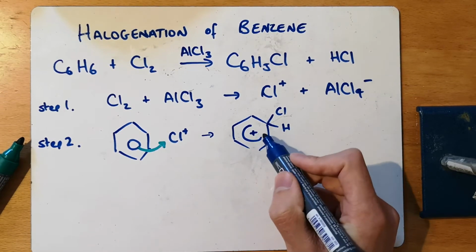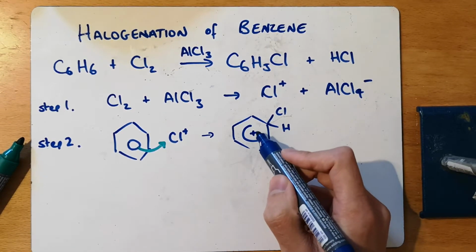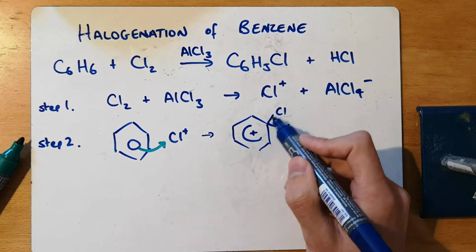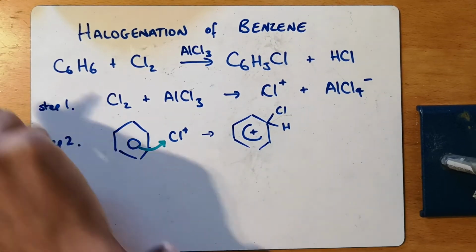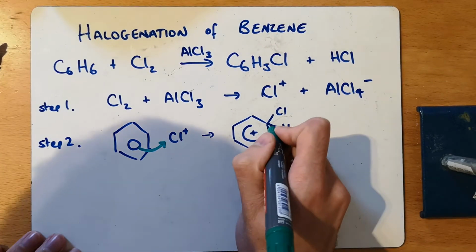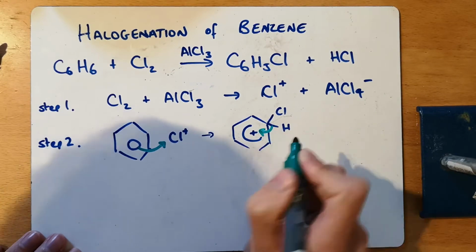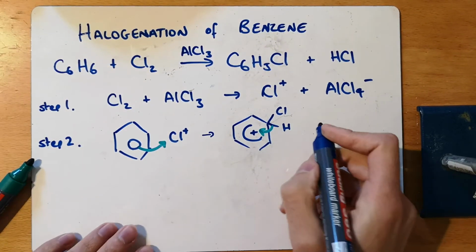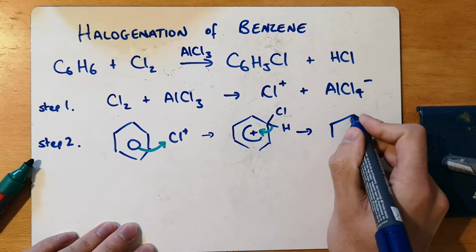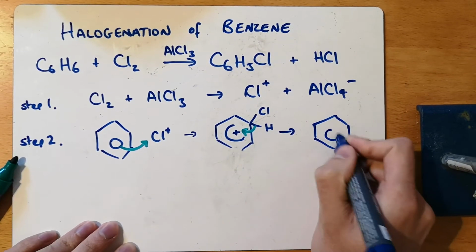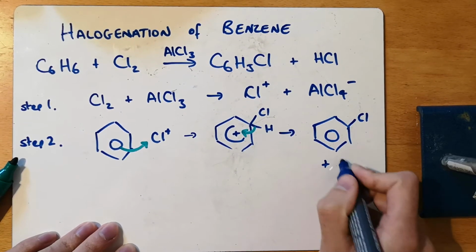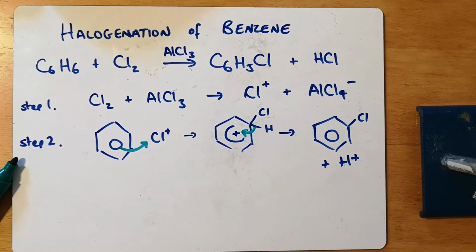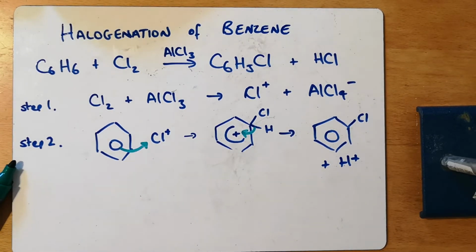Our delocalized ring is going to break, it's going to become positive. We're going to get a bond now formed with a Cl and a bond with a H. And then these electrons in the hydrogen bond would rather be here. So they go into there, which gives us C6H5Cl plus H plus. And we've halogenated our benzene.